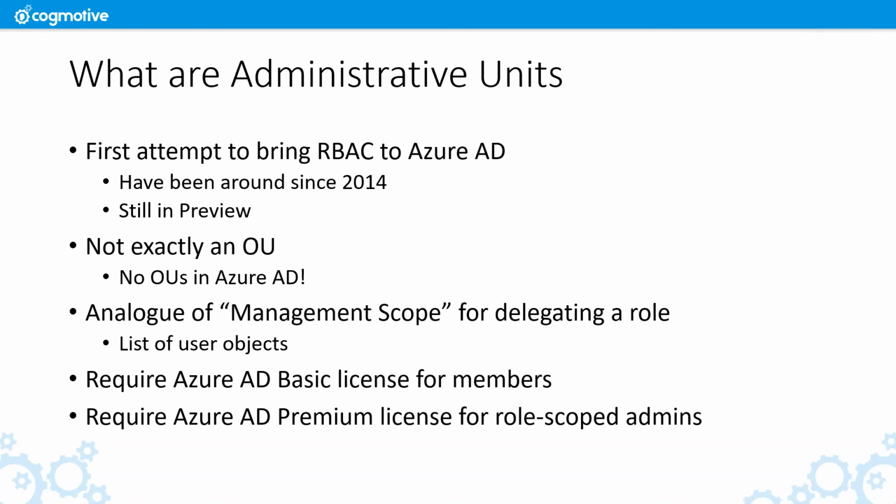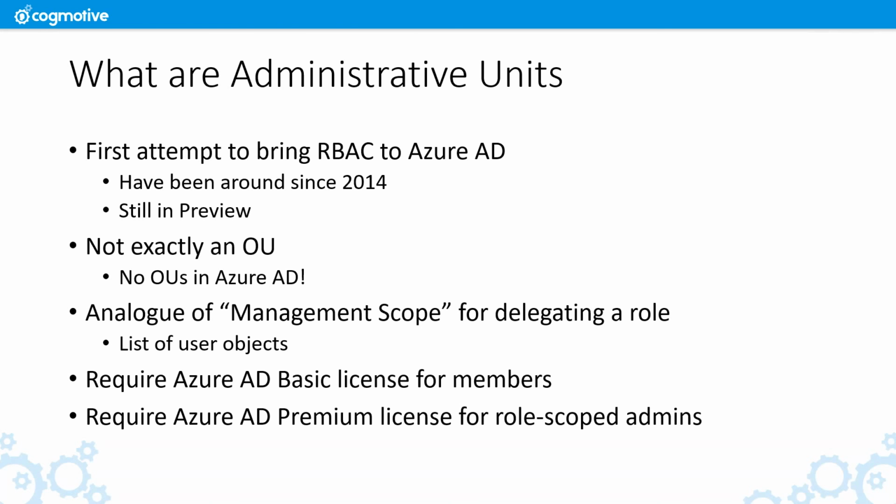It was viewed at the time that administrative units were released that they were practically the first step of implementing RBAC controls to Office 365 in general, but unfortunately this hasn't happened yet. So anyway, let's talk about what exactly administrative units are. They are not a replacement for OUs. They are more akin to management scopes, in the sense that you can use them to delegate permissions for a given role. And every user which is part of the administrative unit will be managed by a particular delegate, as we will see in a few more slides.